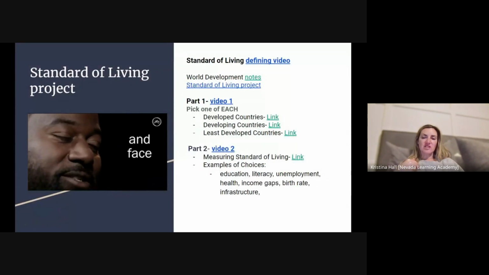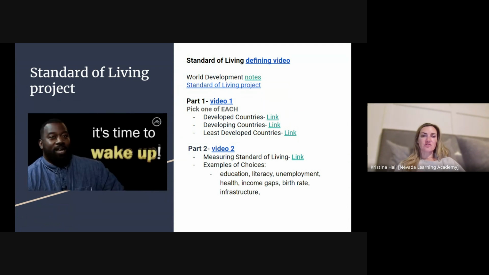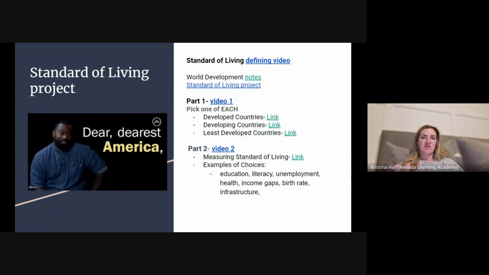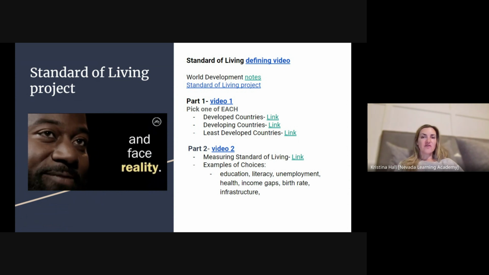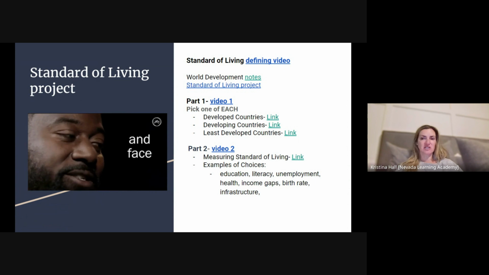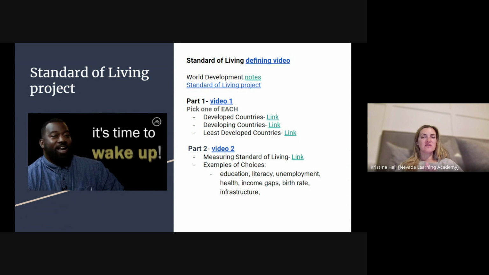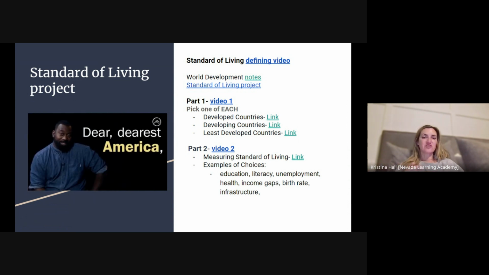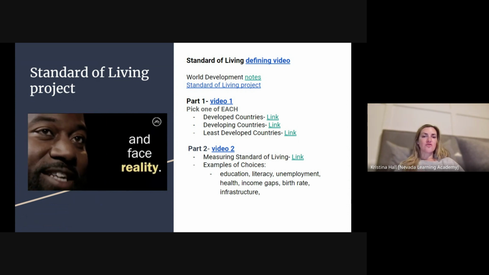So the next thing we need to do is read what number 2 is asking, and then there's a short video we'll watch. Choose 4 different indicators that you think would be important in measuring the country's standard of living. The first one of your indicators is going to be GDP per capita. So you have to pick GDP per capita. Some others to think about would be education, literacy rates, unemployment rates, healthcare, income gaps, birth rates, infrastructure. Okay, so these are some other options that you could choose for your indicators.